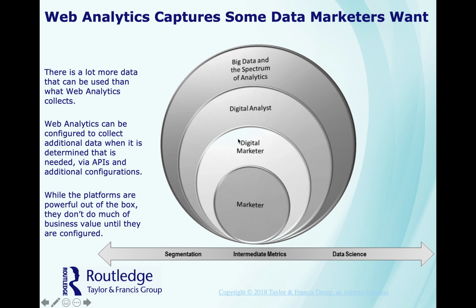This is just a spectrum. This is how big data works. And then you go down into this second outer ring, which is a digital analyst, digital marketer, and then a marketer.